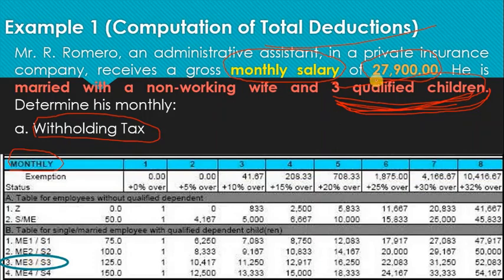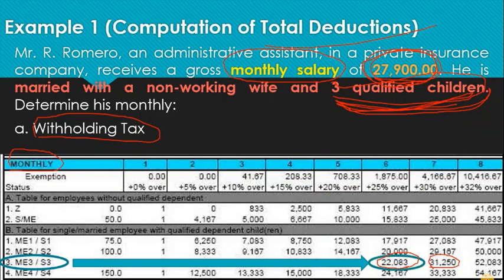Afterwards, check the salary of Mr. Romero, which is 27,900. 27,900 falls between 22,083 and 31,250. Of course, it shouldn't exceed, so we take the highest bracket that is less than the salary. The highest less than here is 22,083, so we are going to base on that. Afterwards, you look at the upper part. That is 1,875 plus 25% over. So let's try to solve.